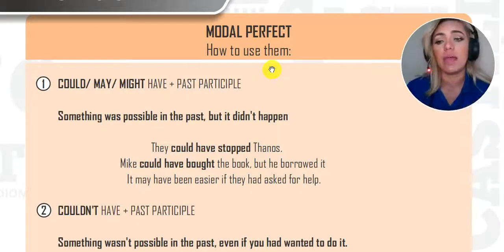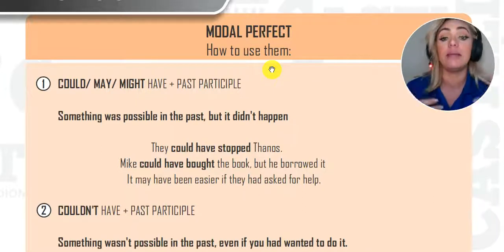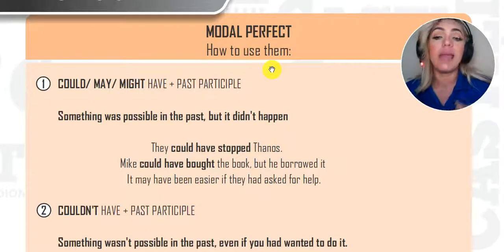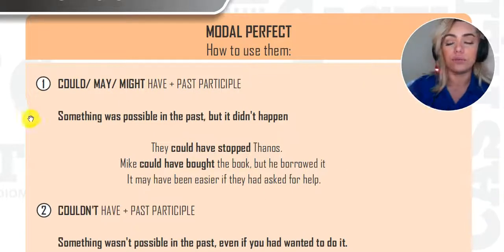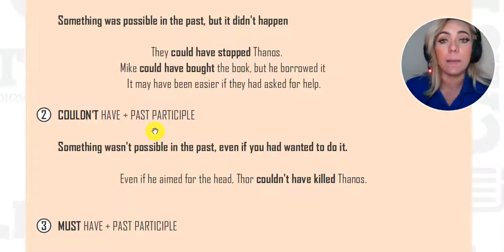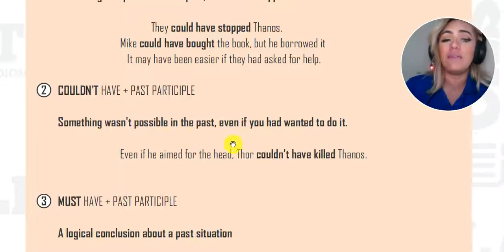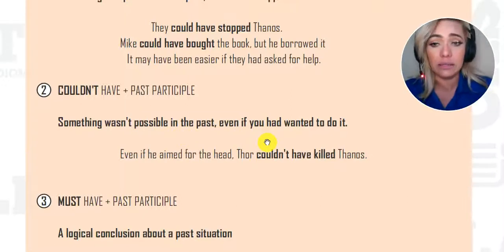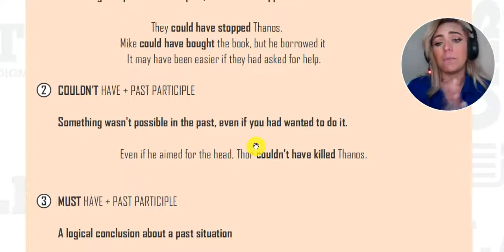Didn't happen. Mike could have bought the book. Didn't happen, but he borrowed it. It may have been easier if they had asked for help. Didn't happen, okay? Number two: couldn't have plus past participle. Something wasn't possible in the past, even if you had wanted to do it. So it wasn't possible, even if you wished for that, even if you wanted, it wasn't possible.